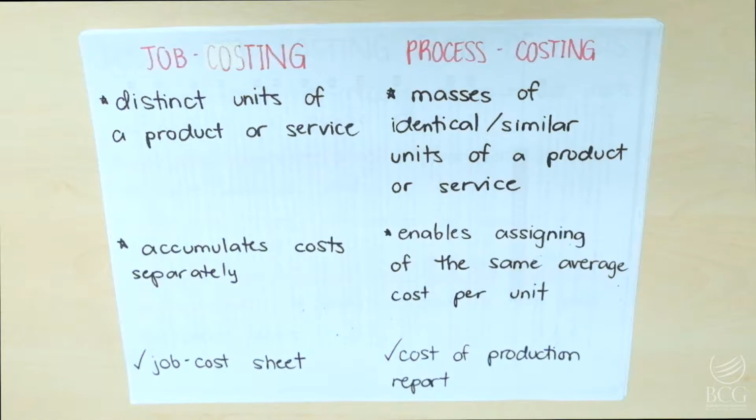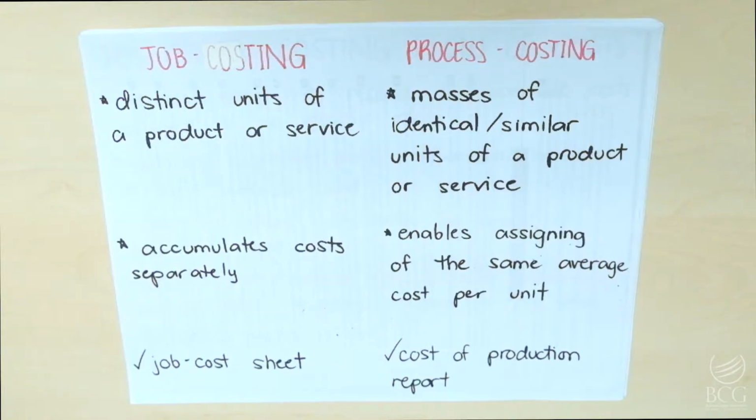Job costing systems are used when a company produces many products or services that are distinct from one another. These cost objects may be manufactured to order, specialized, or customized to the customer specifications. Because each cost object is different, each would require a different amount of resources. Hence, this system accumulates costs separately for each product or service. This system uses a job cost sheet to account for its costs.